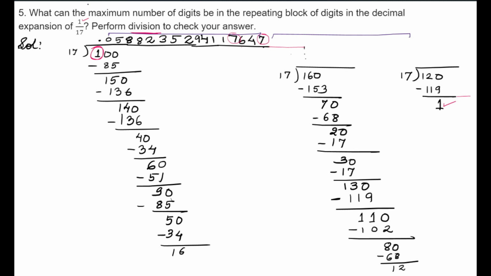Okay, so what was our question? Our question was, what can the maximum number of digits be in the repeating block of the digits? So just count how many maximum digits we have. So 1, 2, 3, 4, 5, 6, 7, 8, 9, 10, 11, 12, 13, 14, 15, and 16. So for the first part, your answer is 16. We can have a maximum of 16 digits in the repeating block of the decimal expansion of 1 by 17.